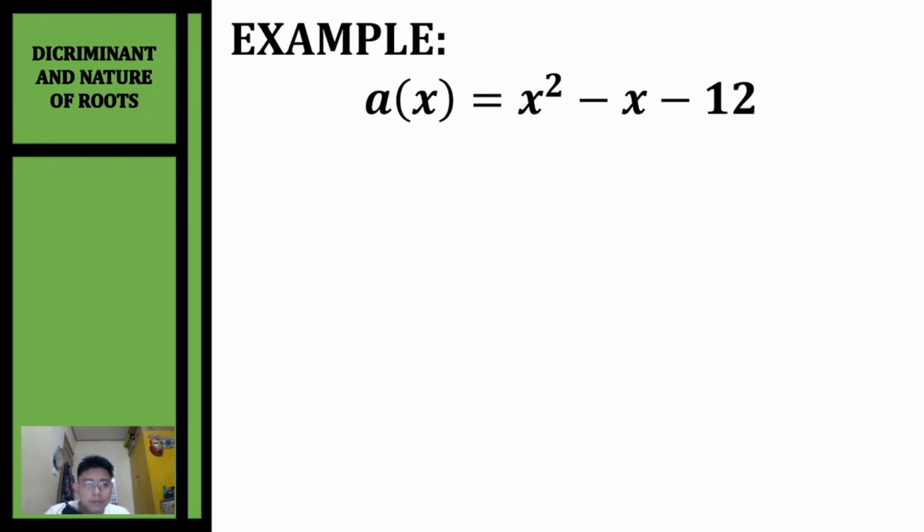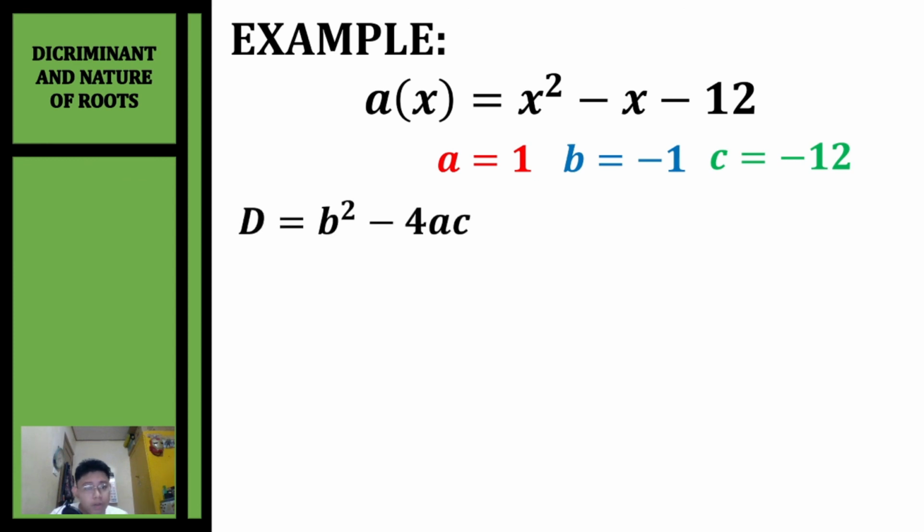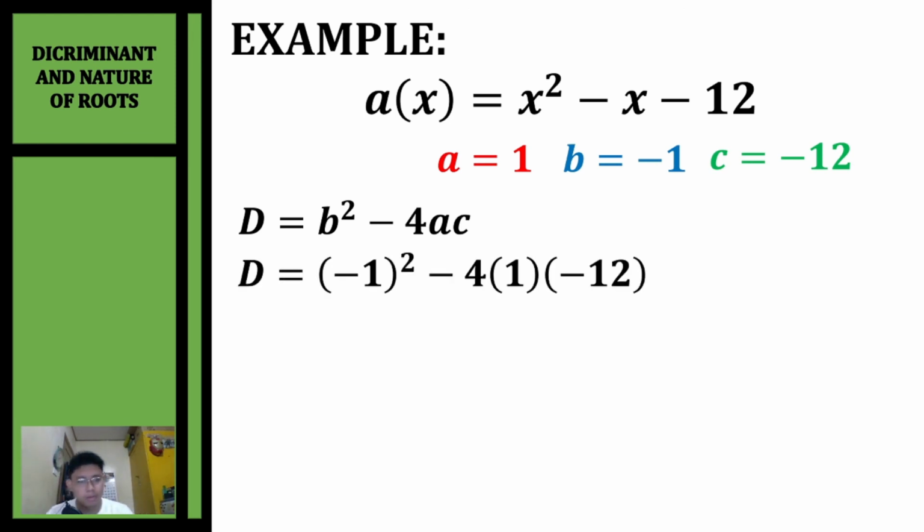So let's have some examples in identifying the discriminant and nature of roots of our quadratic function. Let's have our first example for today. We're going to find the discriminant and the nature of roots of this quadratic function. First step is for us to find the discriminant by identifying the values of a, b, and c. Our value of a is 1, our b is -1, and c is -12. Let's substitute this to the formula of our discriminant, b squared minus 4ac. Simplifying this, we will have 1 plus 48. Then simplifying that, we have d is equal to 49.